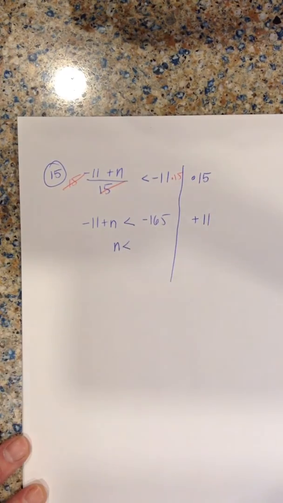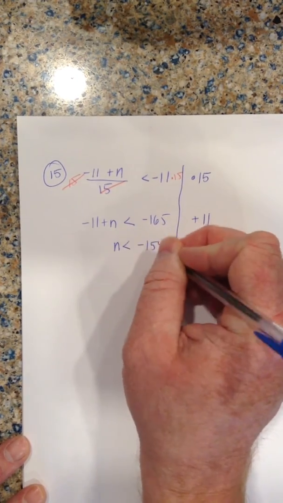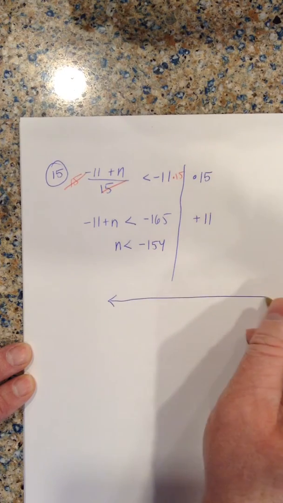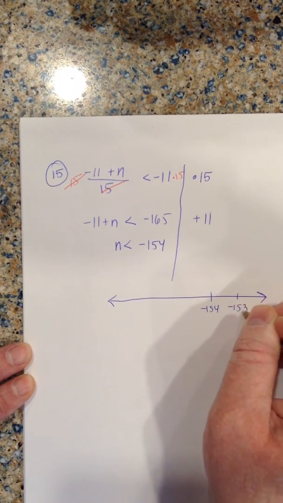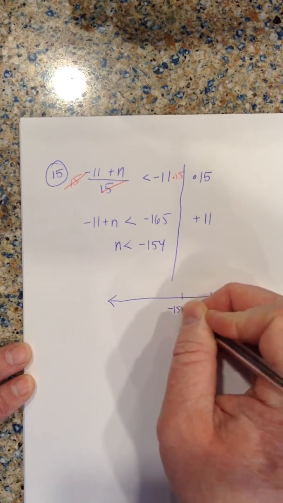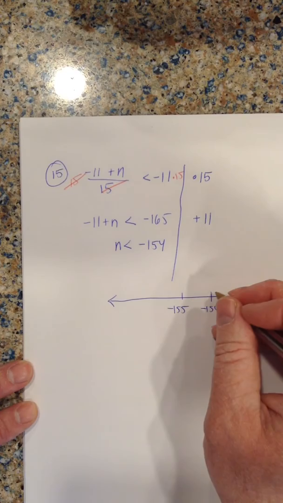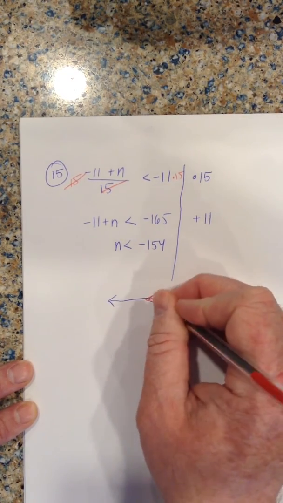So I have n is less than -154. Okay, so if I want to graph that then, I have -154, -153, -155, and n has to be less than, so open circle, shade in everything less than that.